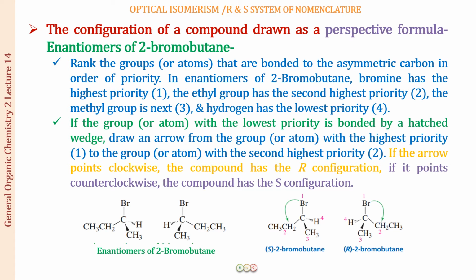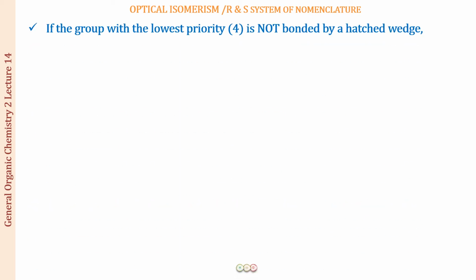So this is how we name the two enantiomeric forms. Now this was a very easy example. Why easy? Because the hydrogen, the fourth priority group, was already bonded by a hatched wedge, which means it was already projecting backward, where we wanted it to be. But supposedly, if priority group number 4 is not bonded by a hatched wedge and is not projecting backward, then what do you have to do?